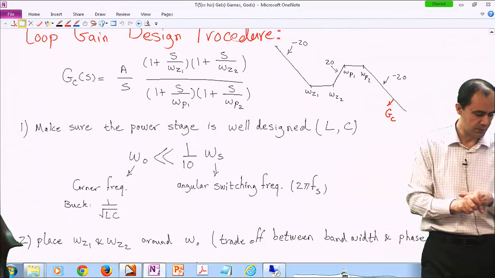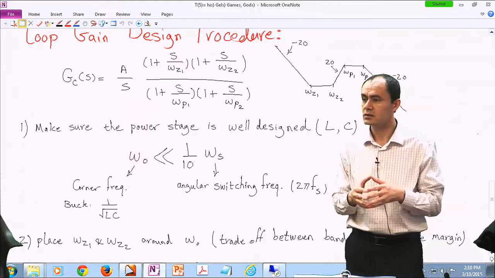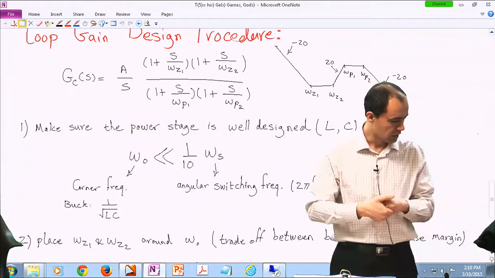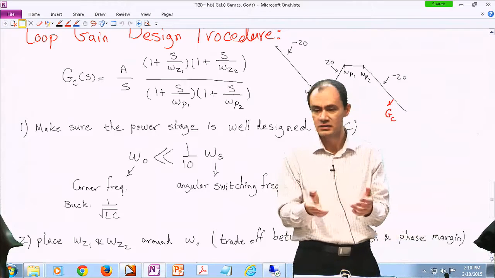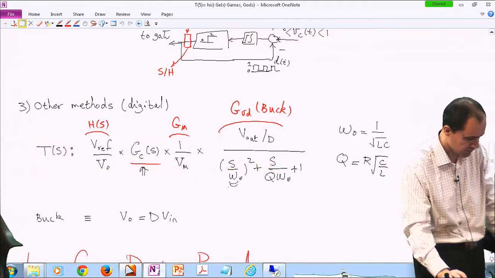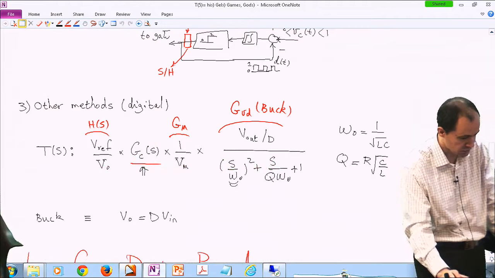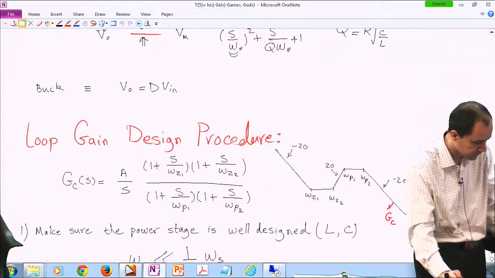For that to happen, you have to make sure that omega S, which is the switching frequency in radians per second, is 10 times larger than the corner frequency of your LC filter, something like that. And the corner frequency comes from basically this transfer function over here, omega naught, which in the buck converter is the square root of 1 over LC.